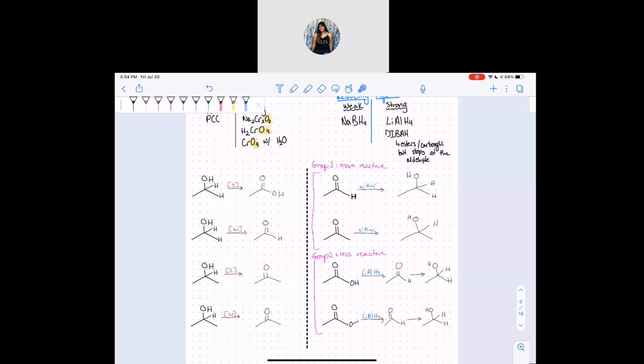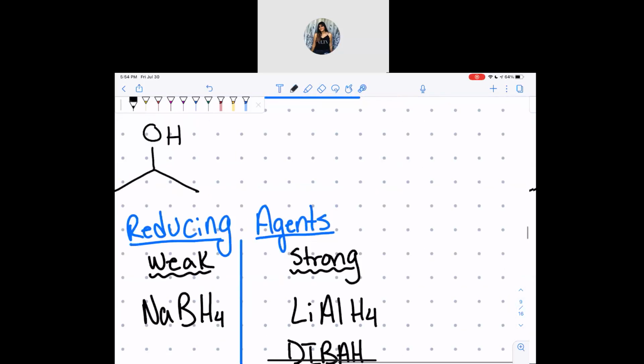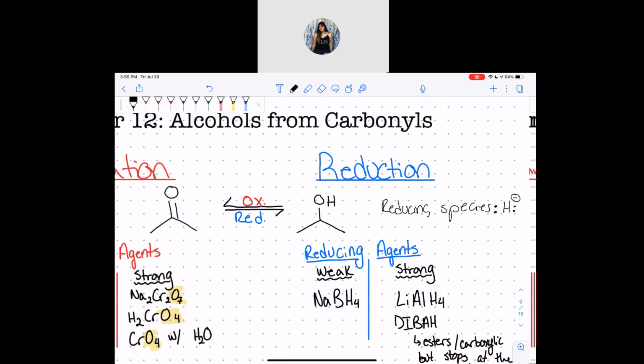The last thing I will mention for this, I really stressed it for exam number 2. Remember, the reducing agent is NaBH4, LiAlH4, DIBAL, but the reducing species is H-. So that is the thing that's doing the actual reducing.